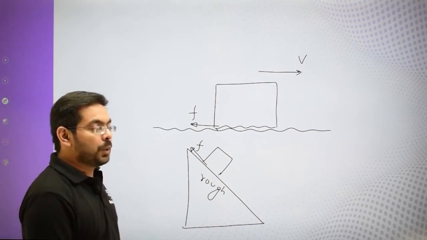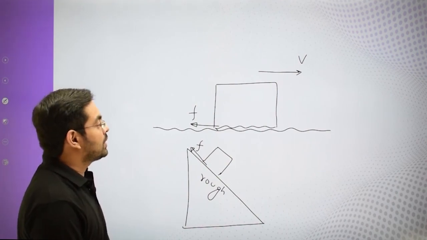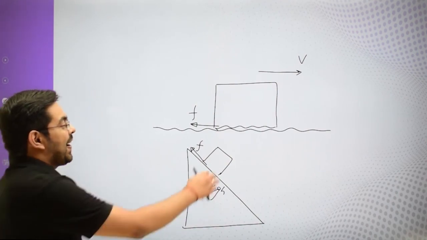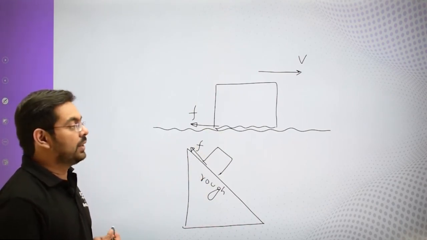Chalo, actually friction we will talk later on in great detail, so we need not study it right now. We just have to understand that it acts always parallel to the contact surface along the tangent, right?